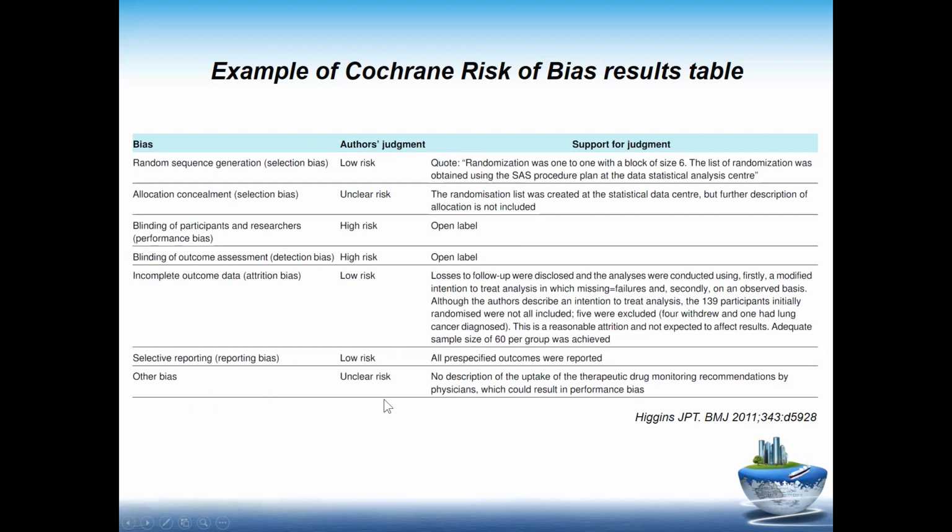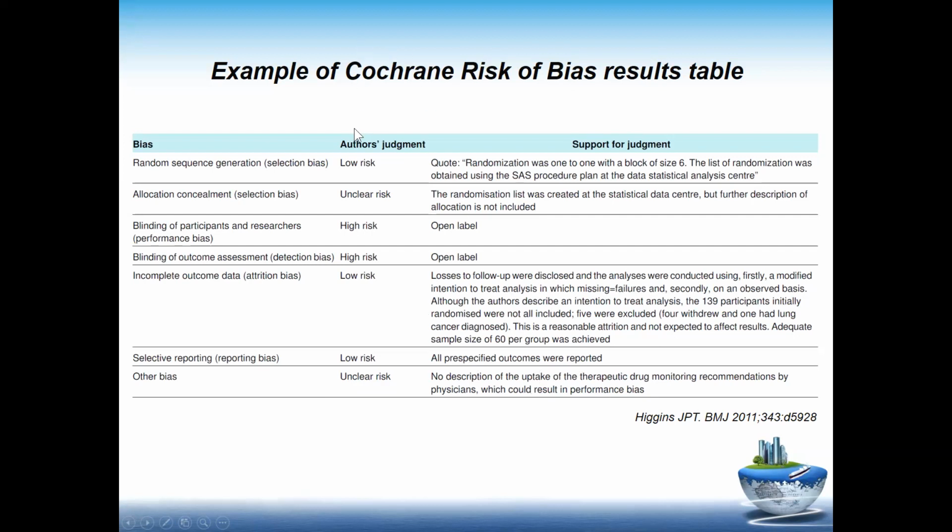And the last one is other bias, any other issue arising from the conduct of the primary study. For this particular trial, there is no description of the uptake of other recommendations or other measures, which the review authors think is important for the topic. So they think this issue is important, but the primary study didn't describe anything about it. So they assign a rating of unclear risk for this domain.